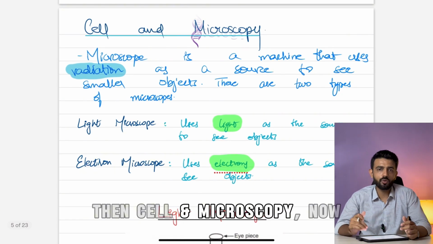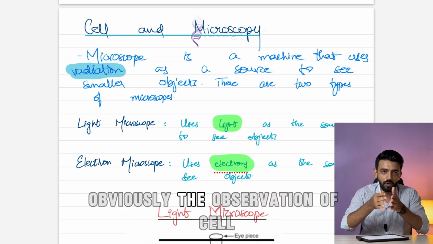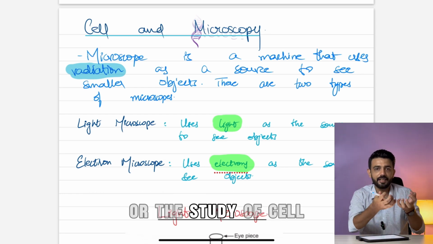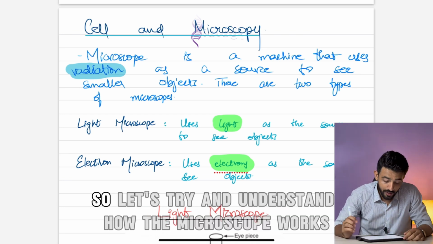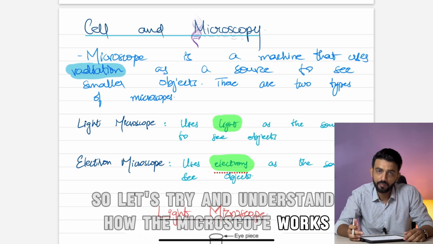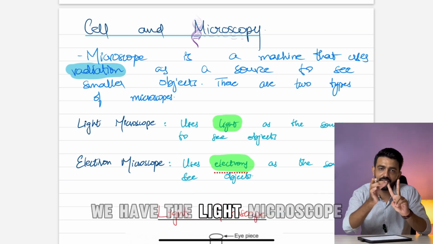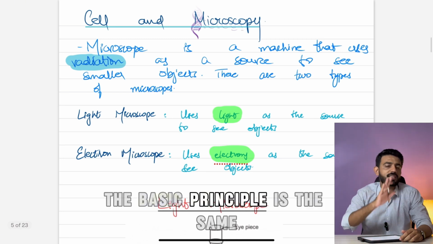Then, cell and microscopy. Now, when we are observing cells, the study of the cell became possible because of the microscope. So let's try and understand how the microscope works. We have two types of microscopes: the light microscope and the electron microscope. The basic principle is the same.